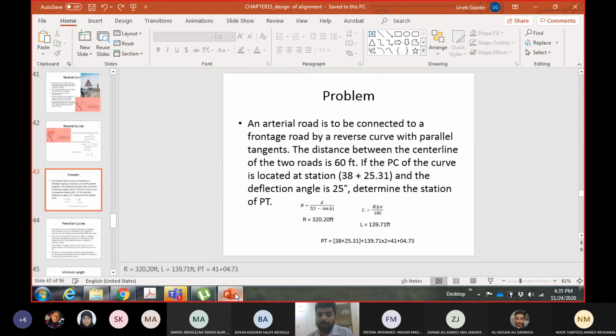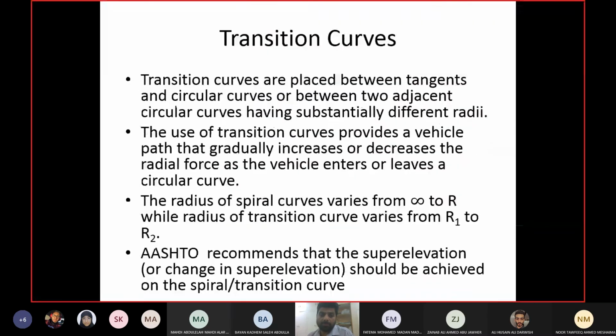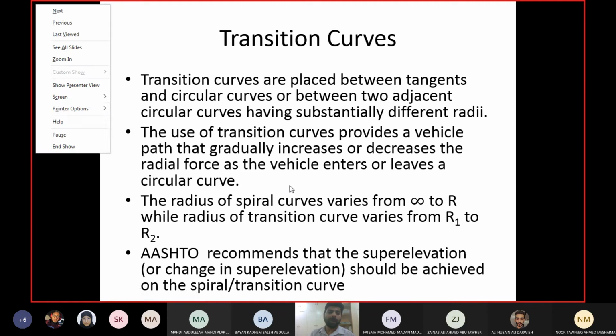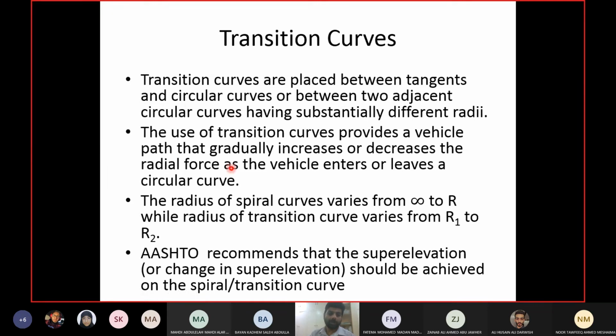Now I will move to the fourth type of the horizontal curve, which is the transition curve. Now if you remember, in the earlier slides I called it a spiral curve. A spiral or transition means the same thing. Now a spiral or transition curve is a higher degree of curve, and it does not have a constant radius. Radius of a transition or a spiral curve changes from one point to another. So it is different from any other horizontal curve.